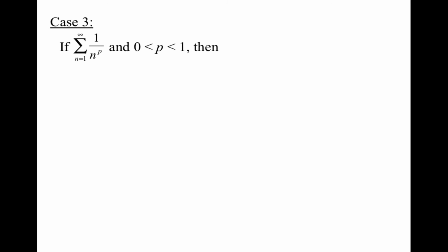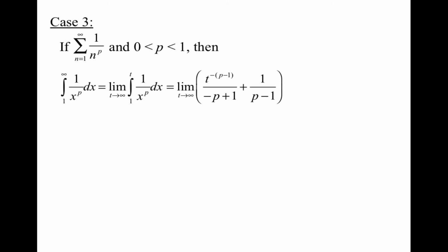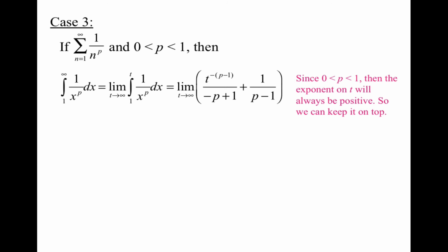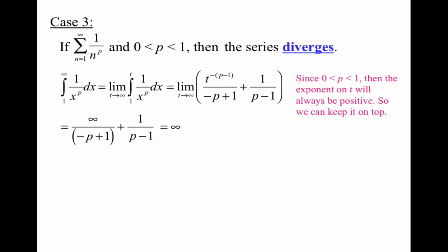Our third case is if we have the p-series 1 over n to the p, but this time p is between 0 and 1. So if I was to use the integral test, again, set up the limit, evaluate it at t after I take the antiderivative, and this time, since p will be between 0 and 1, then the exponent on t will always be positive. So therefore, I'm going to keep this on top. So when I do that, then I'm going to get infinity over some number. So therefore, this fraction becomes infinity plus some finite number, which will just give me infinity. So therefore, this integral diverges. So the series will diverge when p is between 0 and 1.